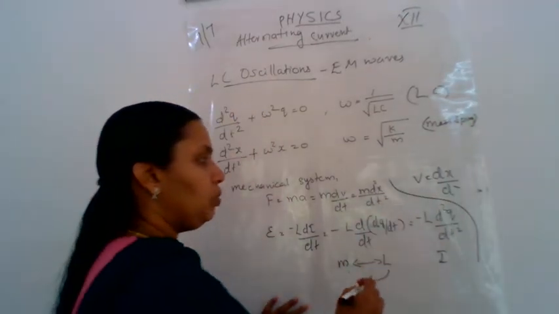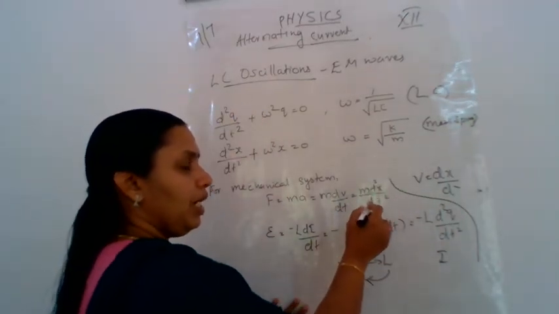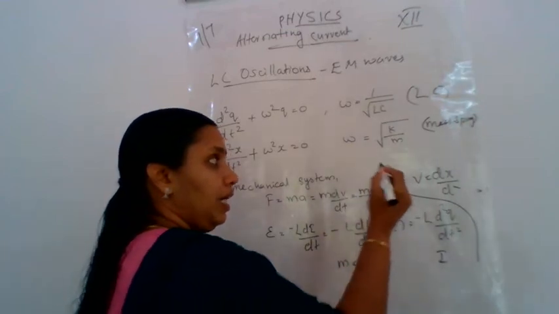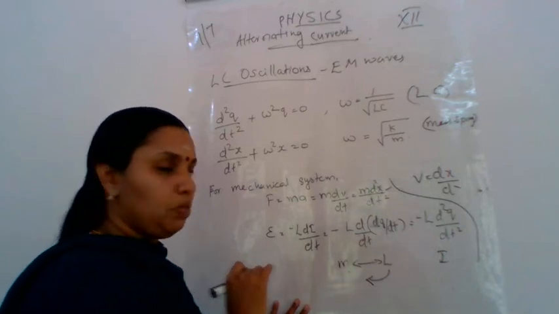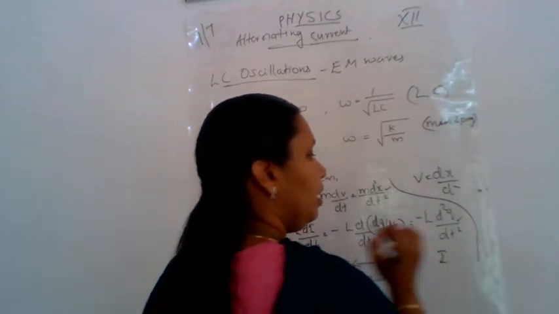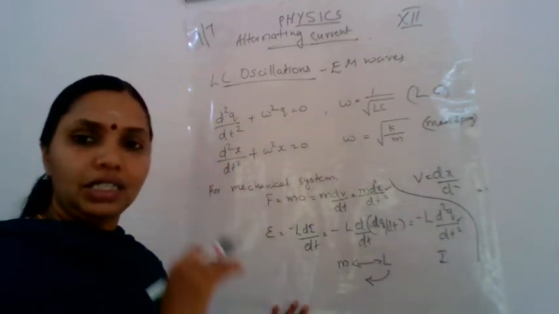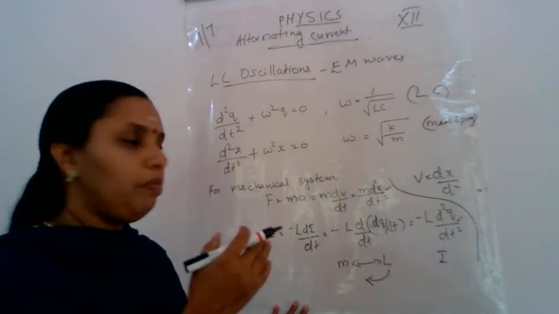So compare these two equations. Here m into d square x by dt square. Here which one is varying? Last time I explained. Here the variable is x, that is displacement. And here what is the variable? The variable is charge. Charge is increasing from minimum to maximum.